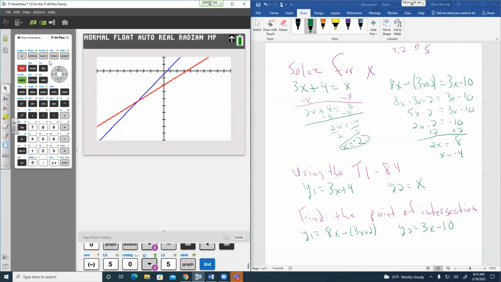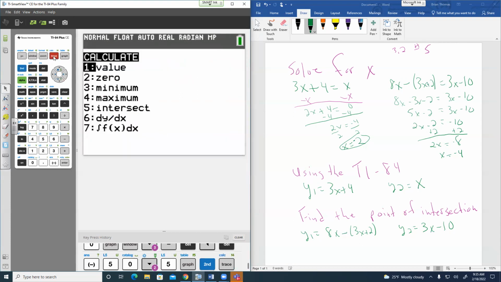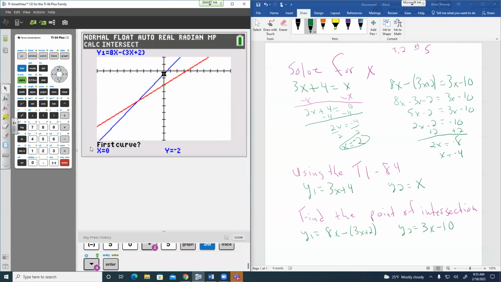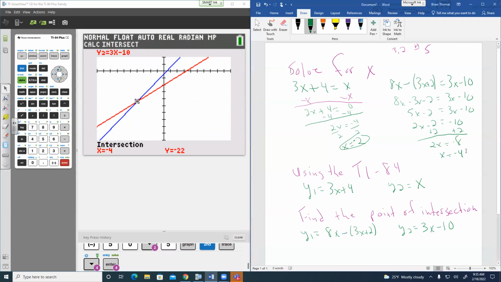So if I hit the second button, hit the trace button, move down to number 5 or choose 5, hit enter. Notice this is first curve, I hit enter. It moves to my second curve, I hit enter again. It'll move me to my point of intersection, which says x equals negative 4. And notice that's what we got over here as well, x equals negative 4.